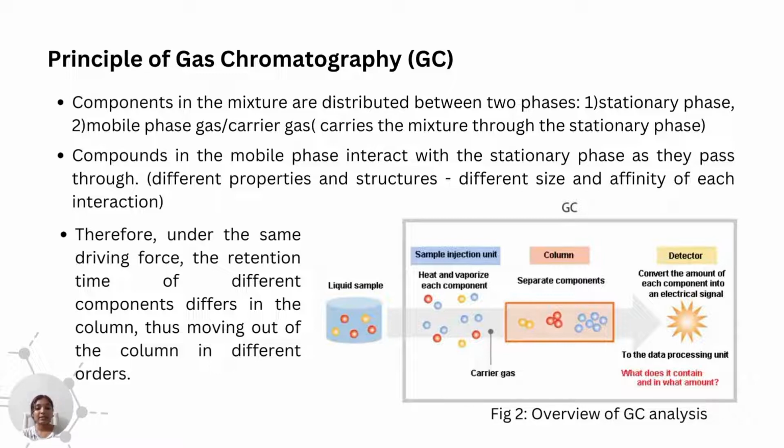The detector then converts the amount of each compound into an electrical signal, which is sent to a data processing unit, and the data obtained enables the determination of the type of compound in the sample and how much of the compound was found. Therefore, under the same driving force, the retention time of different components differs in the column, thus moving out of the column in different orders.